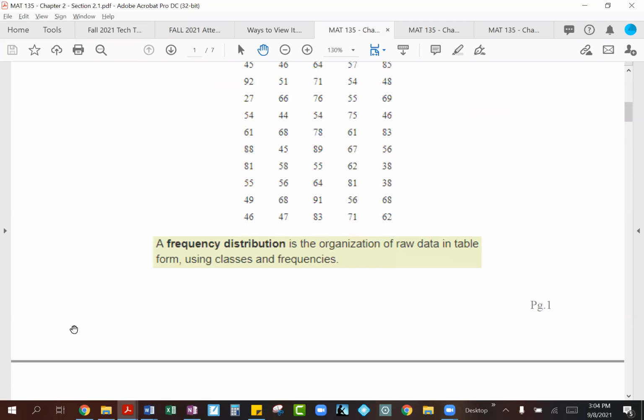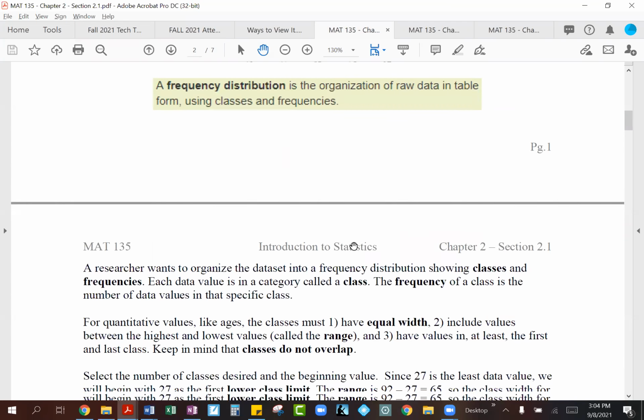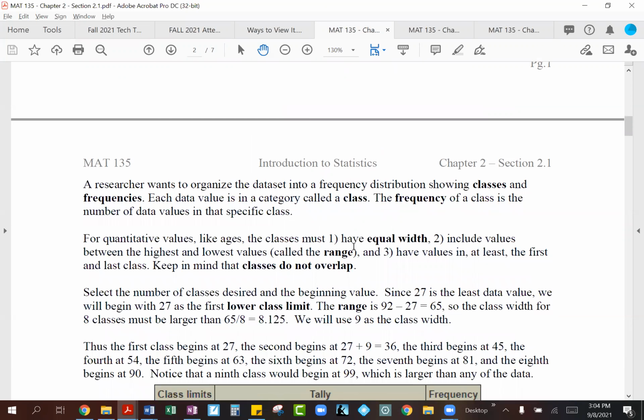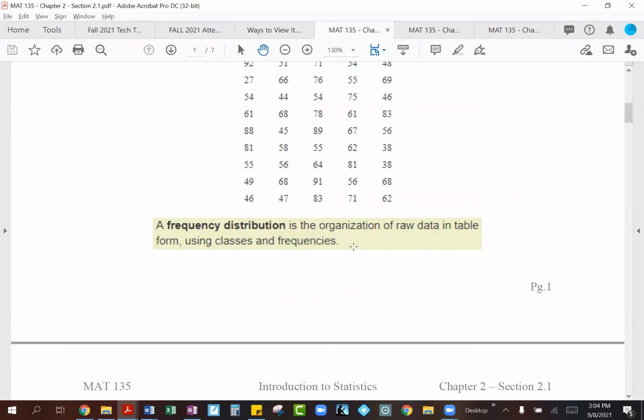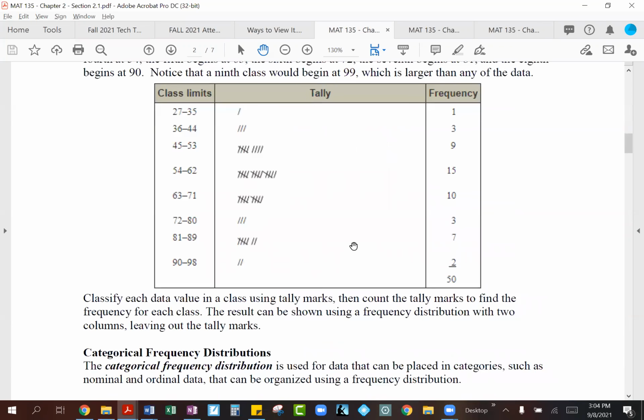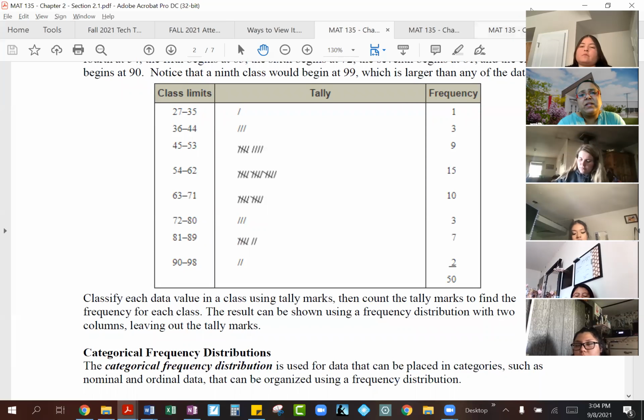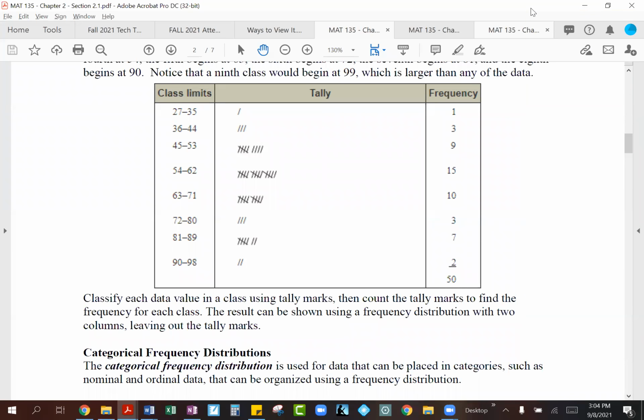So when we're talking about a frequency distribution, we're saying we're organizing our raw data into a table using classes and frequencies. Now, when we talk about creating these classes, it really depends on your data. So a lot of times, your classes can be in this form where we call them class limits, right? You have a lower limit and an upper limit. So in this case, we are saying the lower limit is 27 and the upper limit is 35. So anybody who falls in the age of 27 years old to 35 years old, all of those people will go into that class. Anybody who falls into the age group of 81 to 89, they will fall into that class limit. So that's one way of doing it.